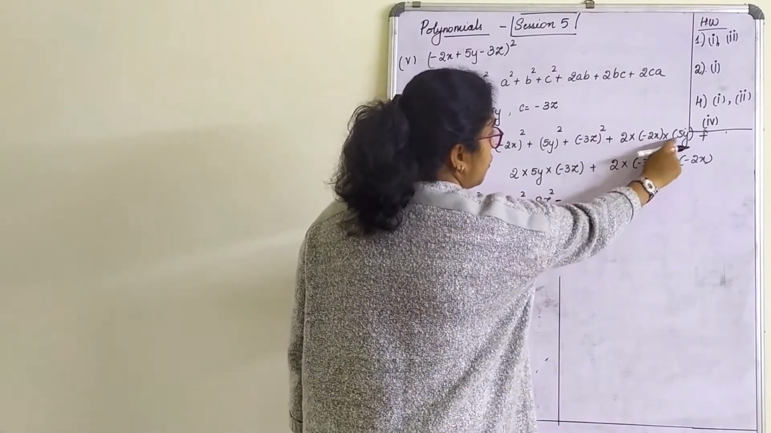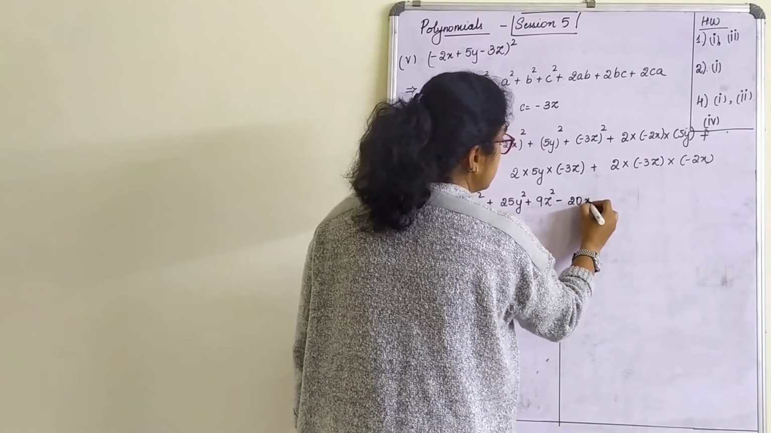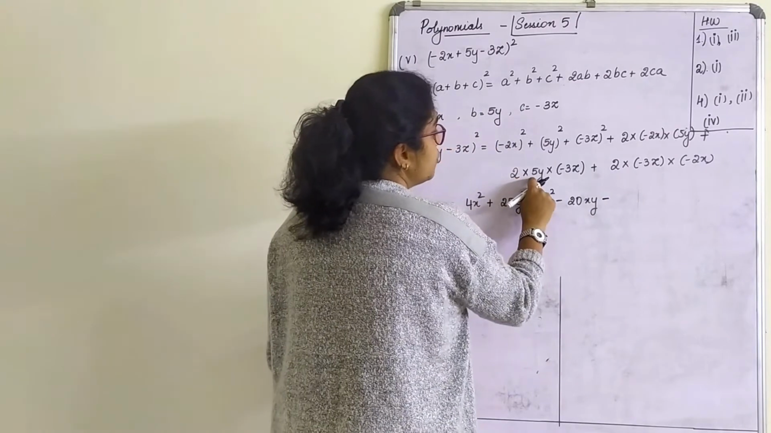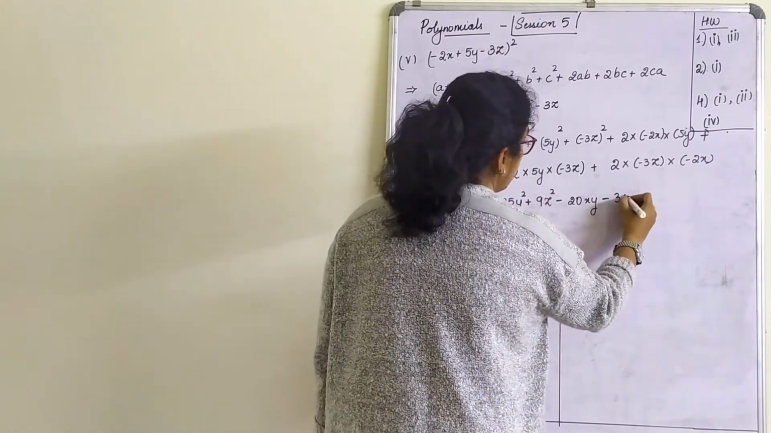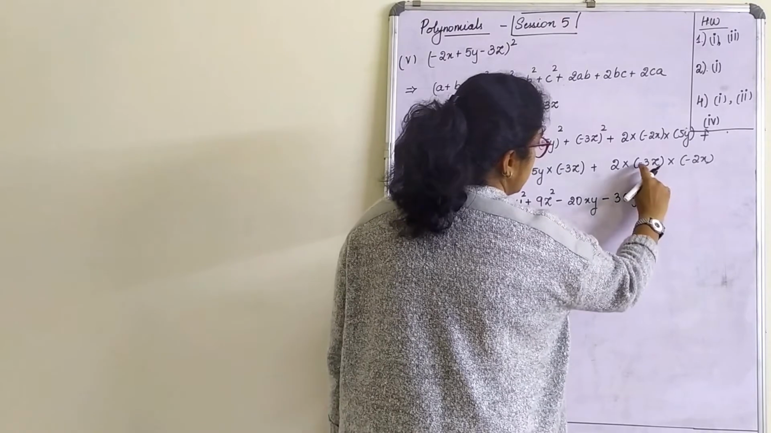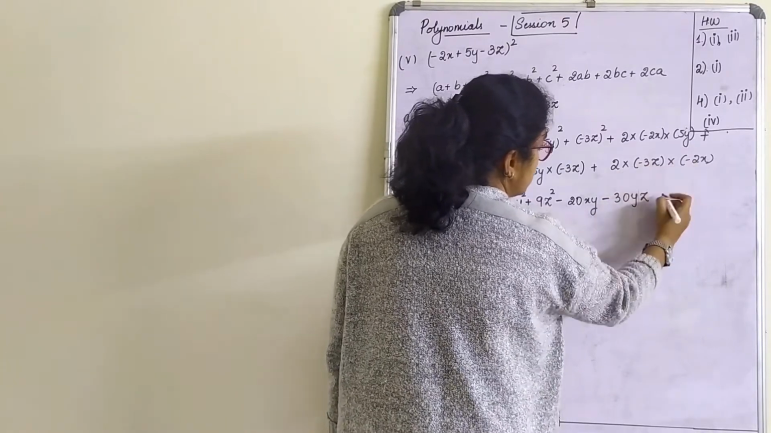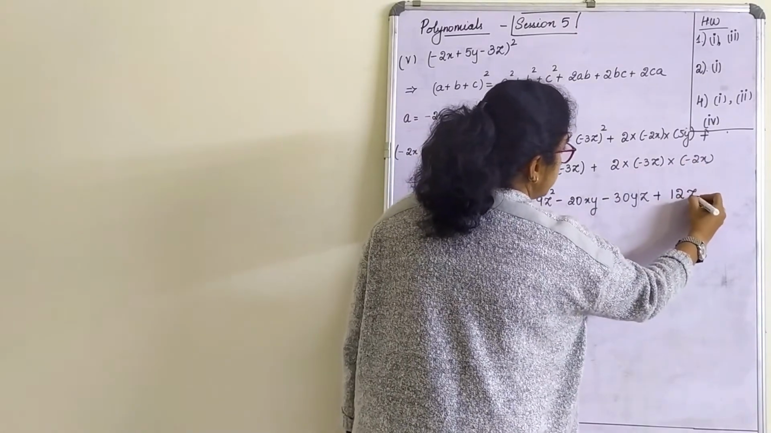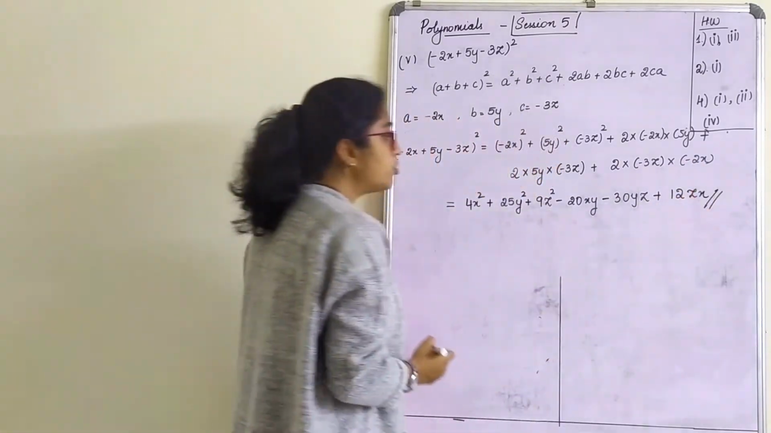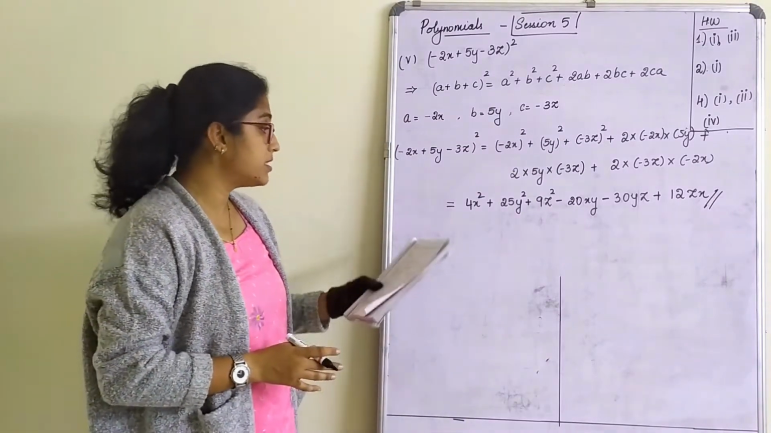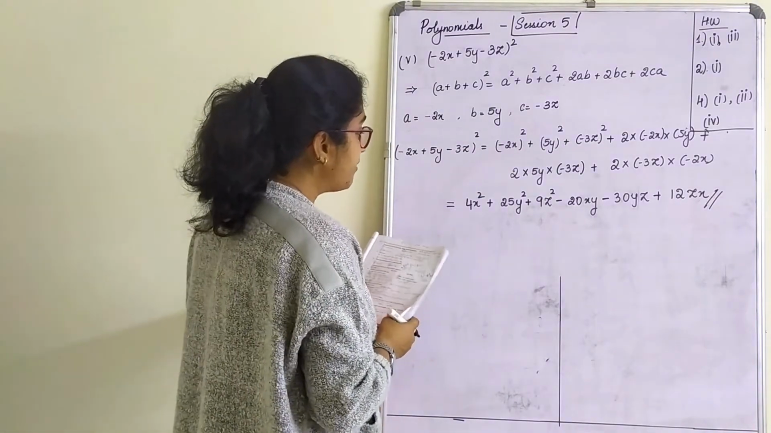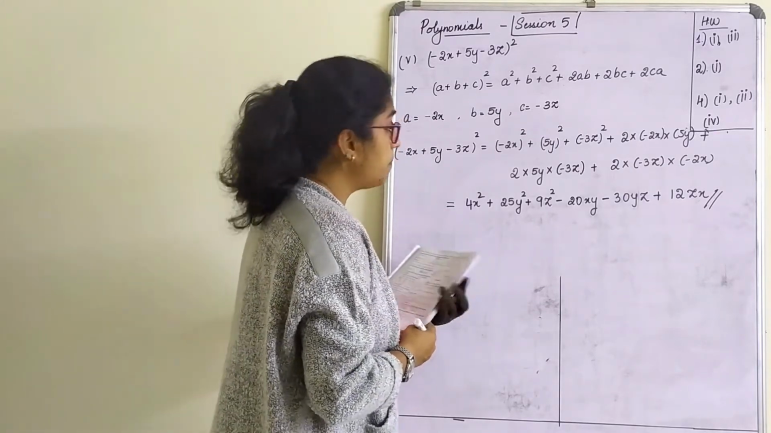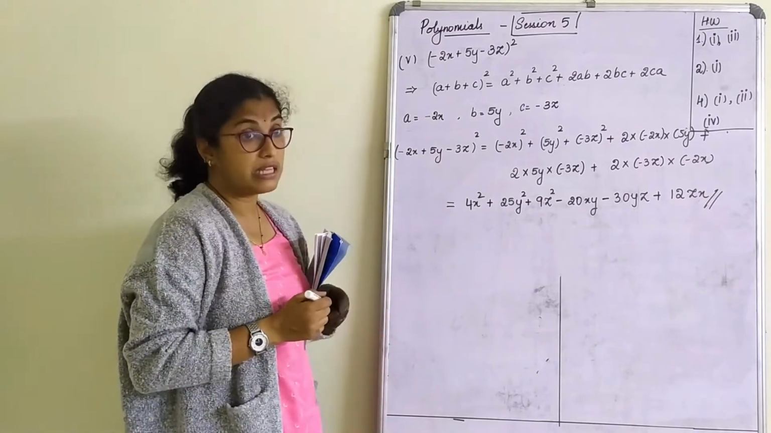Now, there's only one minus sign, minus. 2 2s are 4, 4 5s are 20xy. Here, again only one minus sign, minus. 2 5s are 10, 10 3s are 30yz. 2 minus signs, minus into minus, plus. 2 3s are 6, 6 2s are 12zx. Over, no more simplification, there are no more like terms in this. So the answer is 4x square plus 25y square plus 9z square minus 20xy minus 30yz plus 12zx. So this is how we solve it.